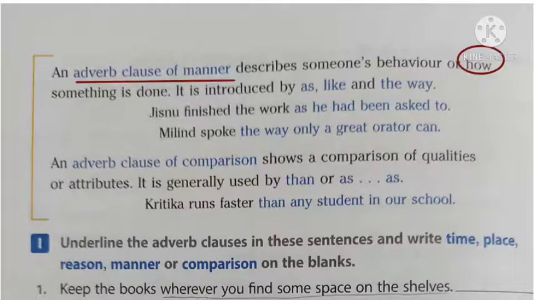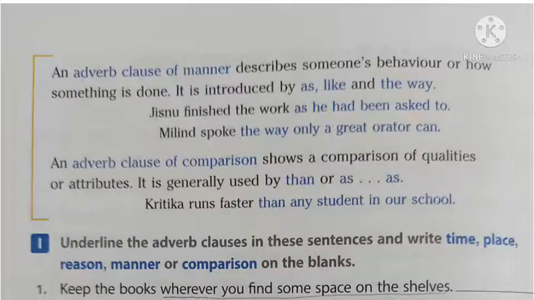For example, Jishnu finished the work as he had been asked to. So Jishnu finished the work. That is a main clause. It can stand independently, isn't it? Yes. So that is a main clause. As he had been asked to. That is a subordinate clause and it is the adverb clause because it cannot stand alone. Okay. It has to depend upon the main clause.